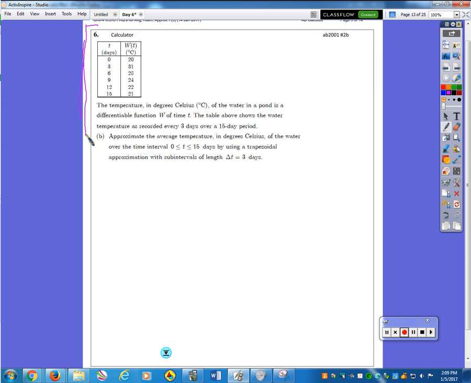So with experience, you kind of choose what you like doing better. Some people like to read first. Some people like to just go to the question, look back for information. It kind of depends on your personality. So I'll just start with the question. Approximate the average temperature. So then I go look back up here to orient myself, and I say, okay, they're using W of T to represent temperature. So just make a note to myself.